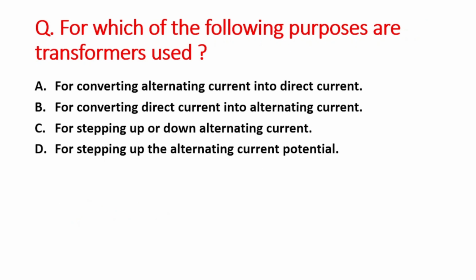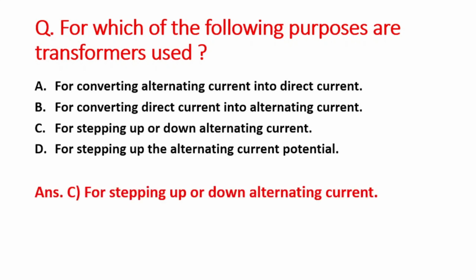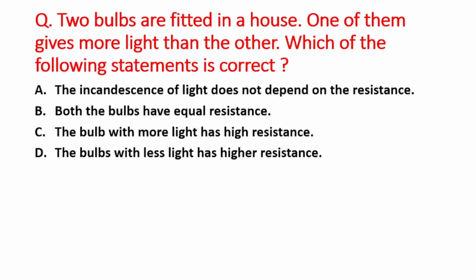Next question is for which of the following purposes is the transformer used. A option is for converting AC into DC, B option is for converting DC into AC, C option is for stepping up or stepping down alternating current and D option is for stepping up the alternating current potential. So the right answer is option C, that is the purpose of using a transformer is to step up or step down the electric current.